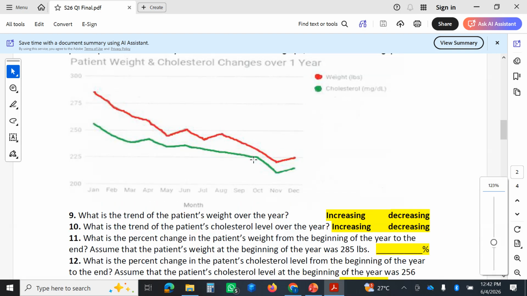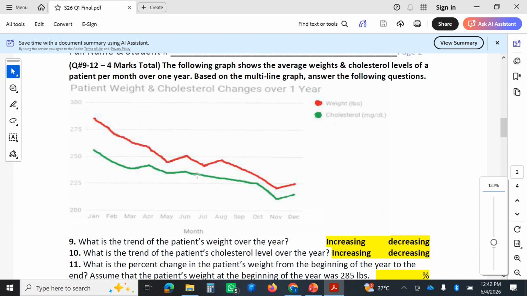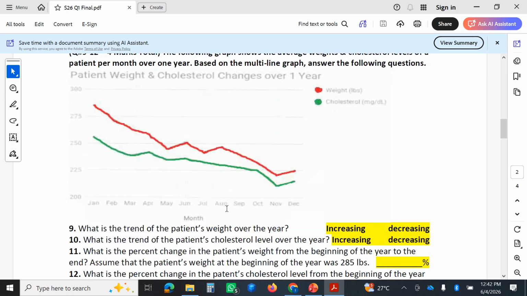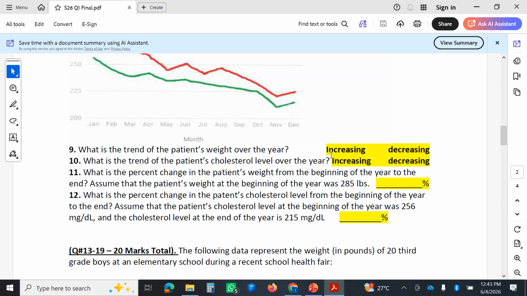Here I've got line graph interpretation. Apologies, the quality didn't come out, but you guys can see what's going on here. We've got patient weight and cholesterol changes over 1 year. There's your 300, 275. There's a decent graph along the side. There's your months, and you can see what's going on. Weight in pounds is in red. Cholesterol is green. Okay, milligrams per deciliter. And answer the questions. Okay, and you can see them right here.